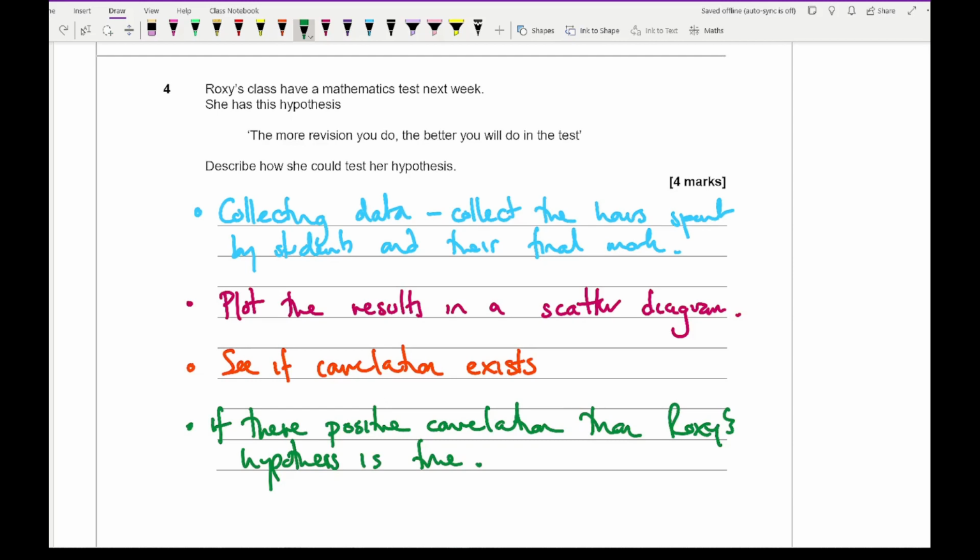But whenever you're doing these types of questions, particularly at GCSE level, you want to talk about how you're going to collect the data and what data it is you're going to collect, what diagrams or how you're going to represent your data, so what diagram you're going to choose. And you may want to go on to expand and say why you're going to use that diagram. How do you know what you're looking for in the diagram? So again, what's written in orange. And then finally, if the hypothesis is true, how do you know? So something along those lines to gain the 4 marks.